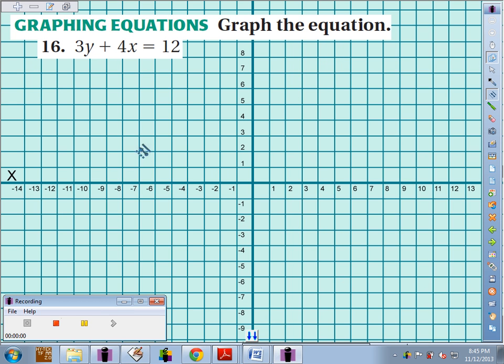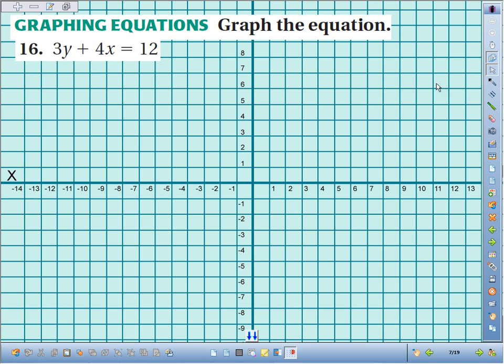Number 16, we're supposed to graph the equation 3y plus 4x equals 12. Now, in order to graph, we talked about making a table of values, and it's a lot easier to make a table of values when you have y solved by itself, when you have y as a function of x. So in class, we talked about fence posting first to get y by itself.